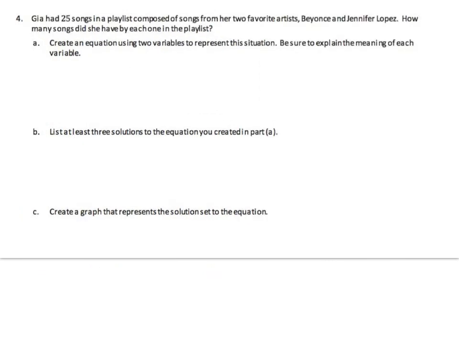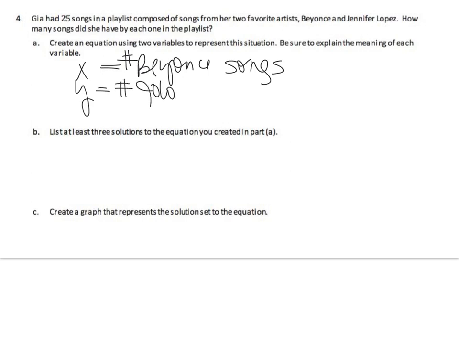Gia had 25 songs in a playlist composed of songs from her two favorite artists, Beyonce and Jennifer Lopez. How many songs did she have by each one in the playlist? So we have, create an equation using two variables to represent the situation. Be sure to explain the meaning of each variable. So we can say x equals the number of Beyonce songs, and y equals the number of J-Lo songs.